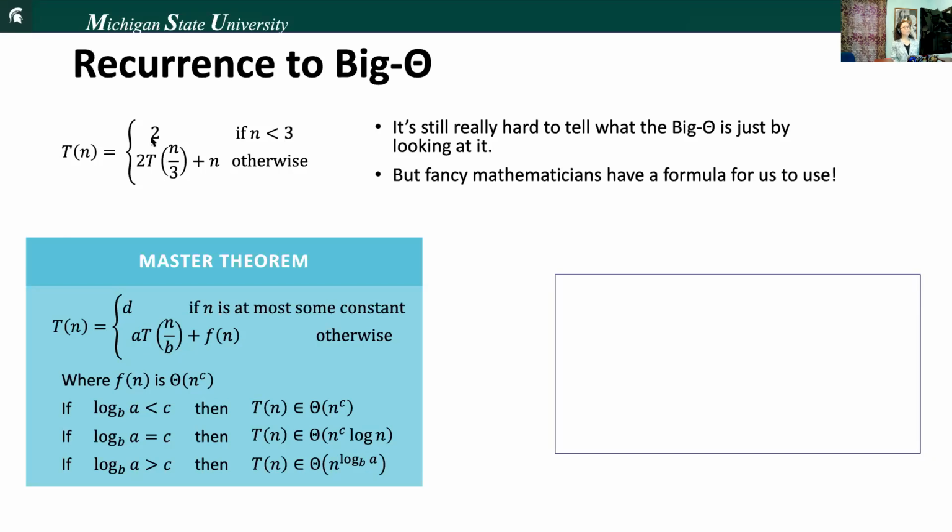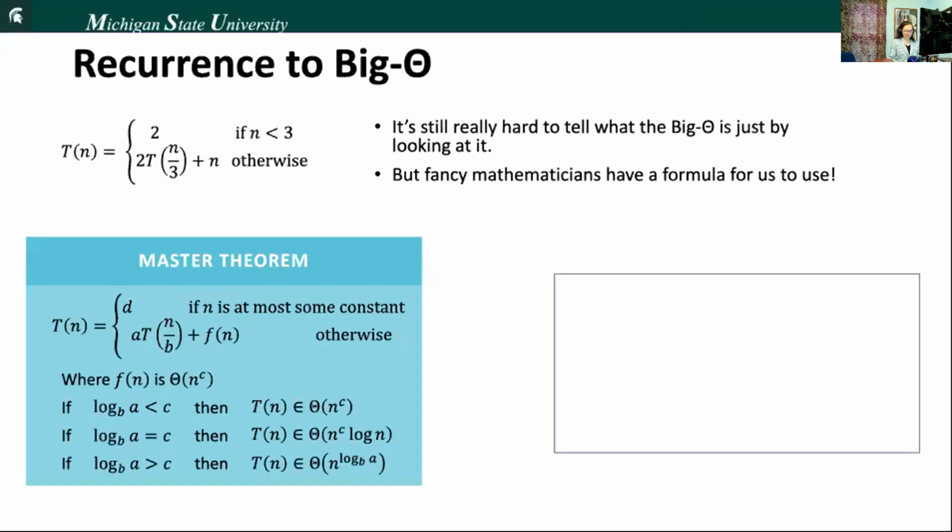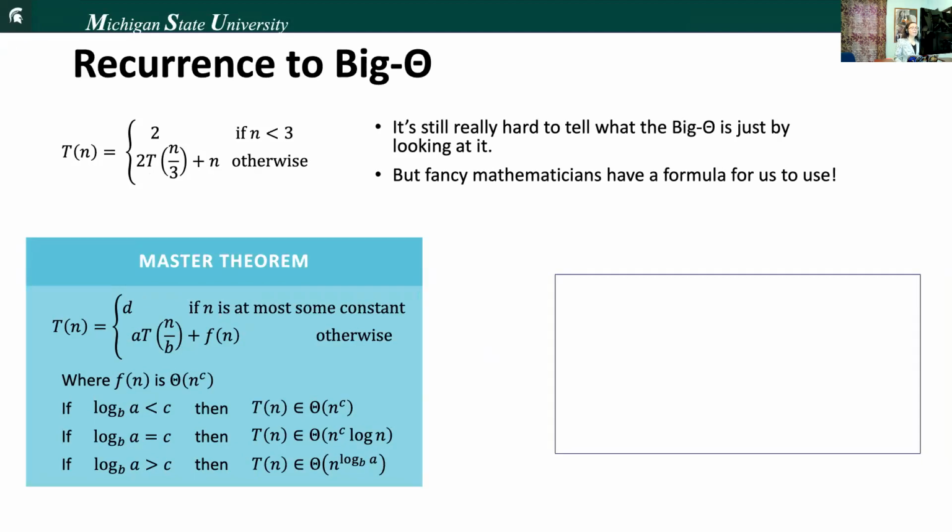I have 2 if n is less than 3, and 2T(n/3) plus n. You can replace this 2 with theta of 1 and this n with theta of n. That's totally fine too. Okay, so let me get back to here. Looking at the recurrence, 2T(n/3), A is 2 and B is 3.